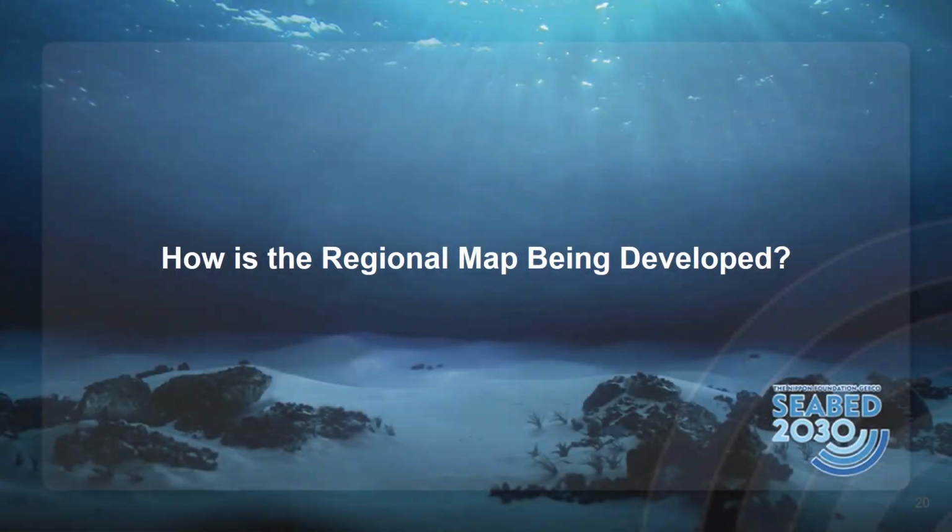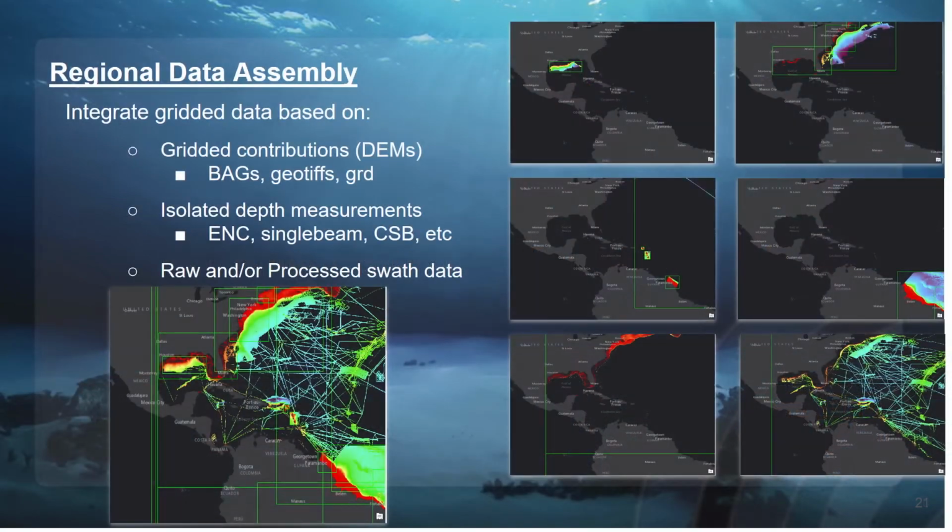I'm going to give you a brief overview of how we are assembling the regional map. What we're doing is taking gridded data and bringing those gridded components together to create the overall product. Whether we receive gridded data directly from people, it falls directly into our GIS space where we do this assembly.